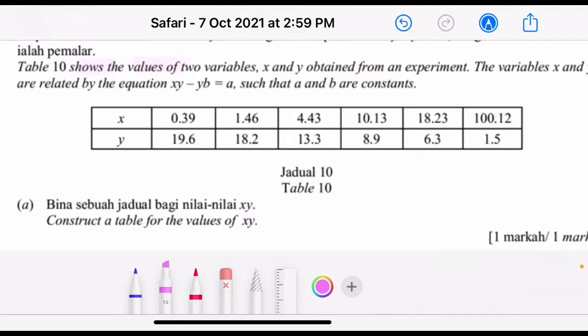It shows the values of two variables x and y obtained from an experiment. The two variables x and y are related by the equation xy minus yb equal to a, such that a and b are constants. So we have x values and y values. All these are experiment data. And then you are asked to construct a table for the values of x and xy.